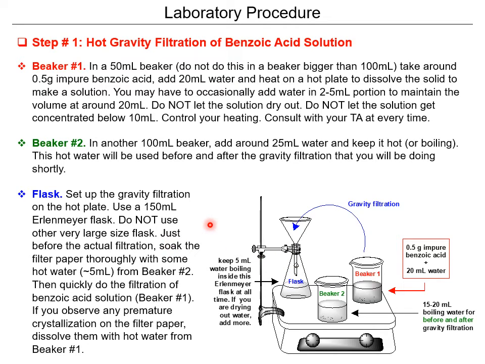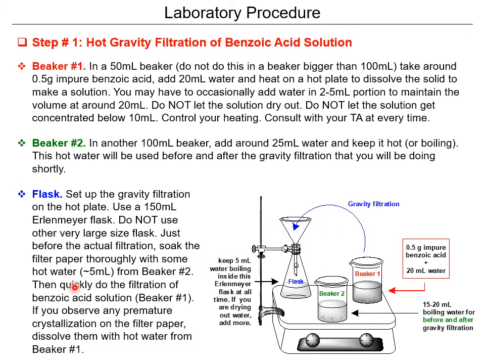Just before the actual filtration, soak the paper through thoroughly with some hot water. The reason for this is in order to prevent your compound from recrystallizing on the filter. You want it to be hot while you're filtering it. This first filtration I didn't talk about in the previous slide is actually to eliminate any mechanical impurities, such as, well, an example would be if you had dust or sand in your solution, something that just will never dissolve in water. It'll get filtered out here. Your compound that you want should not be getting stuck in this filter because this should be a hot filtration.